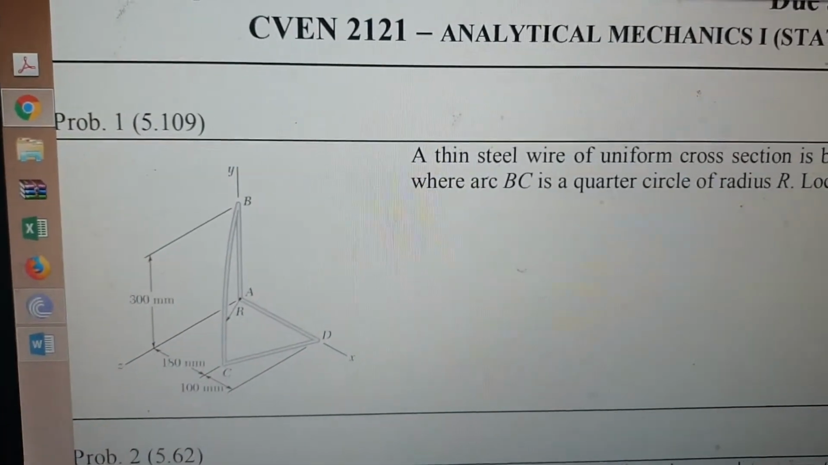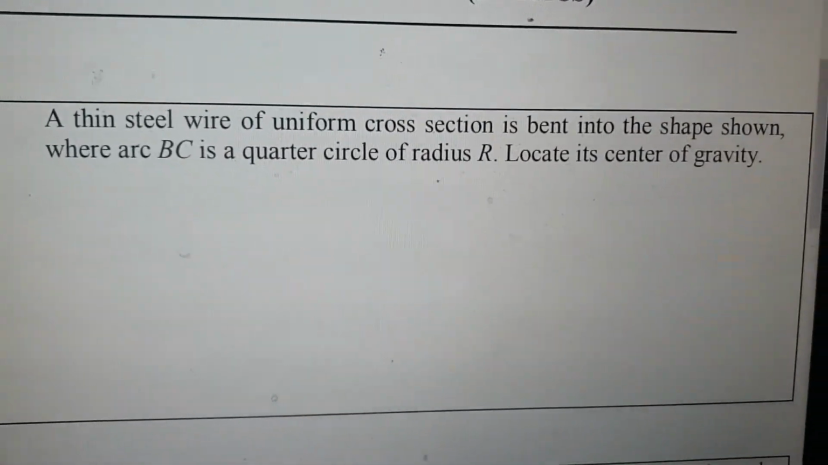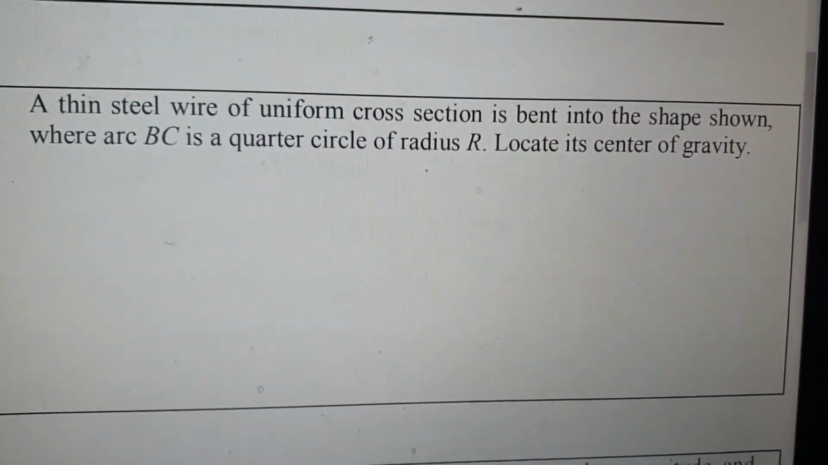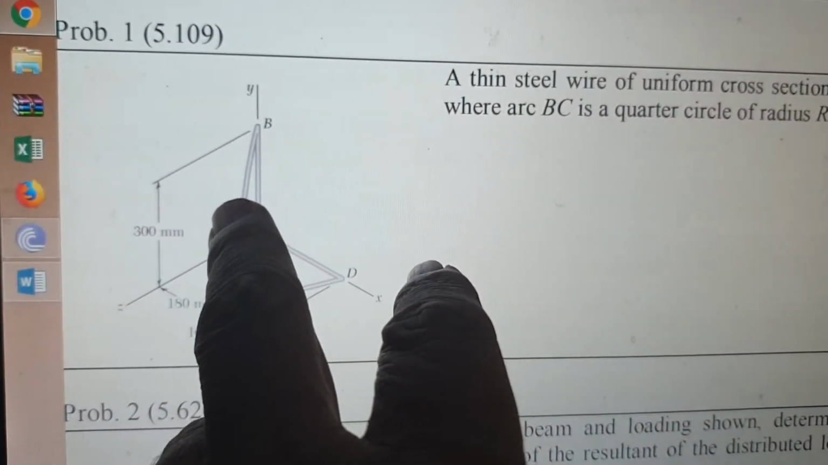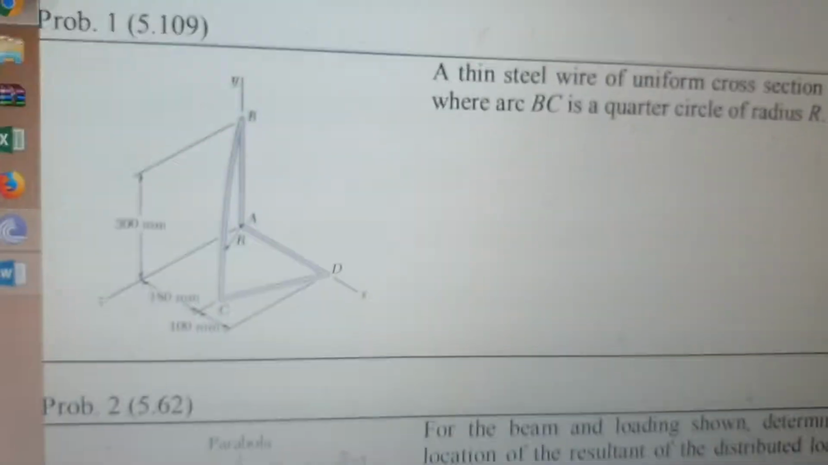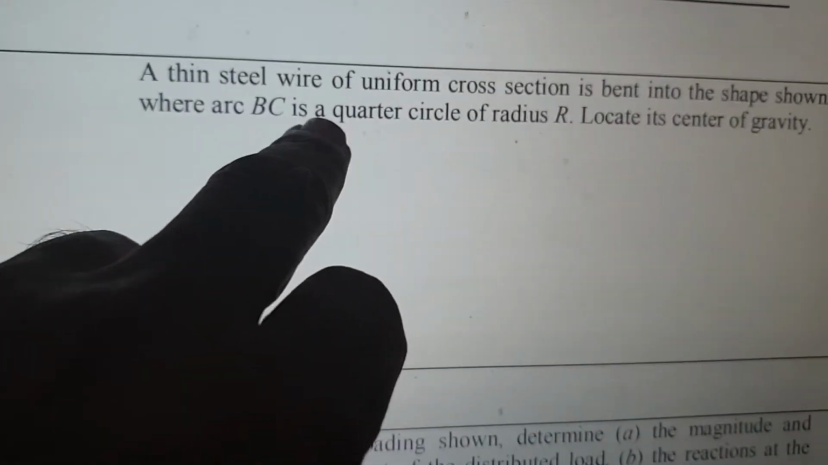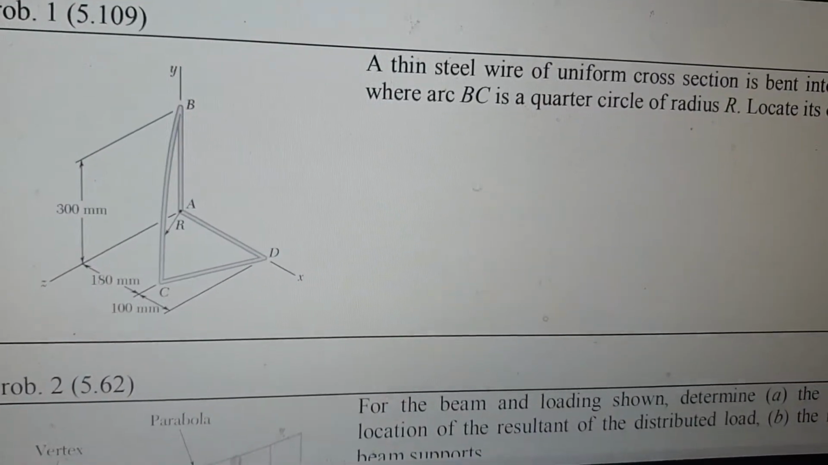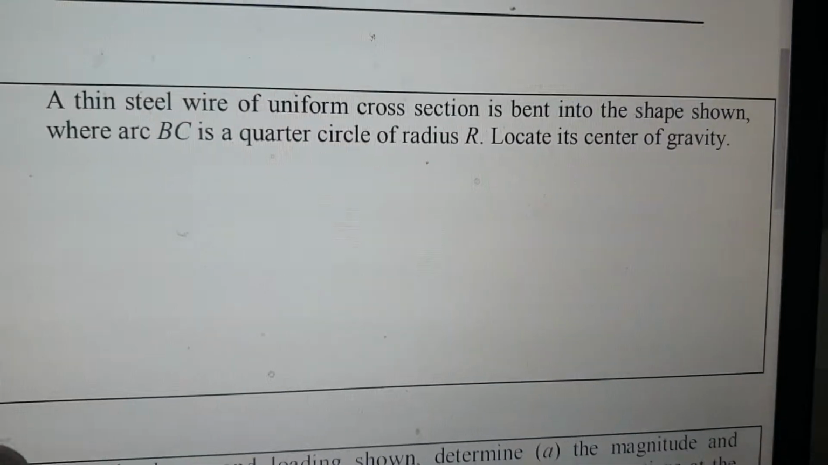Let's look at this problem. A thin steel wire of uniform cross-section is bent into the shape shown. Look at the shape. This thin steel wire is bent like this from C to B, and BC is a quarter circle. It is not a half circle, it's 1/4 of a circle with the radius R. You can see that the radius here is R, all the way R.